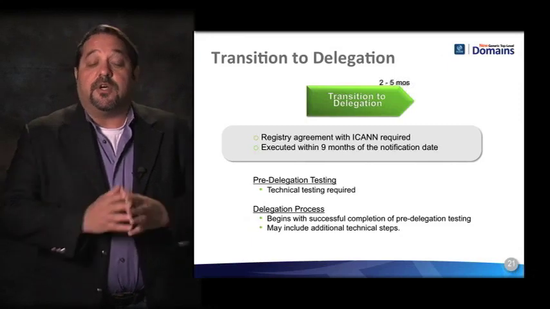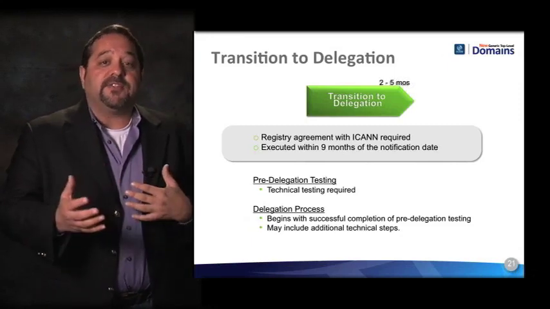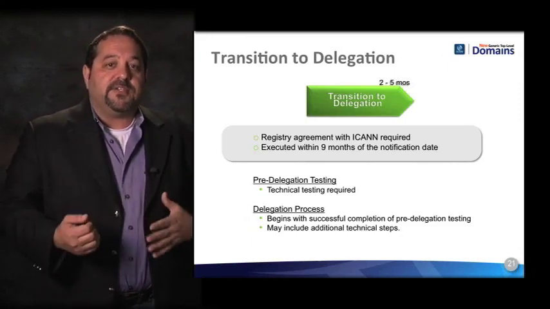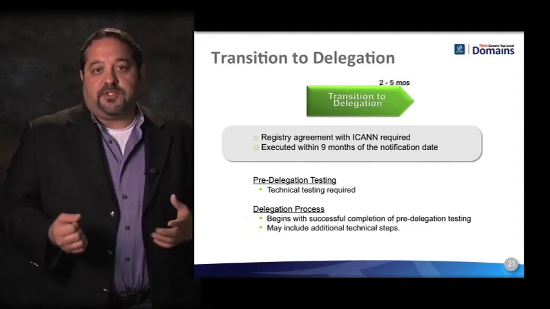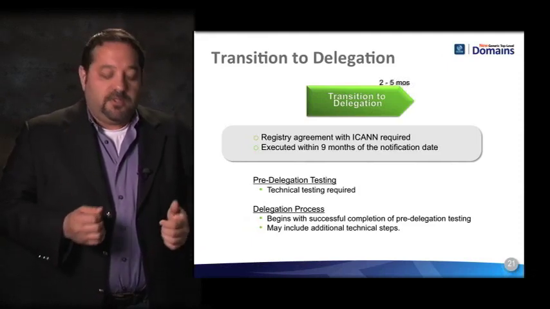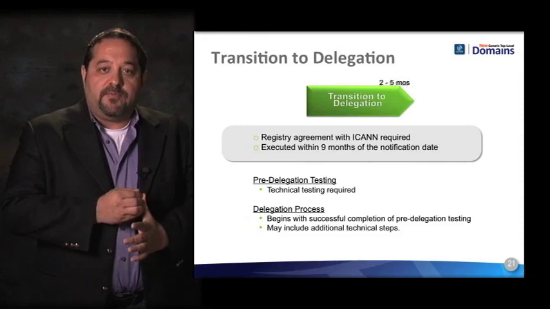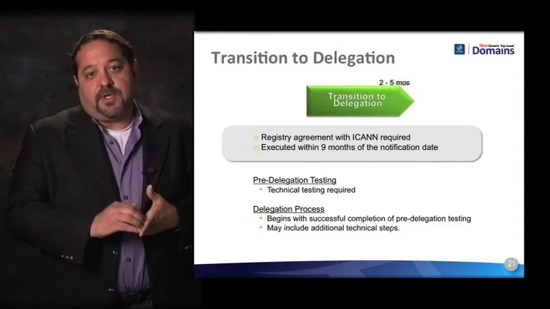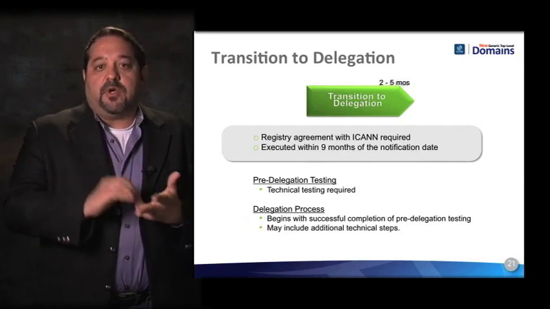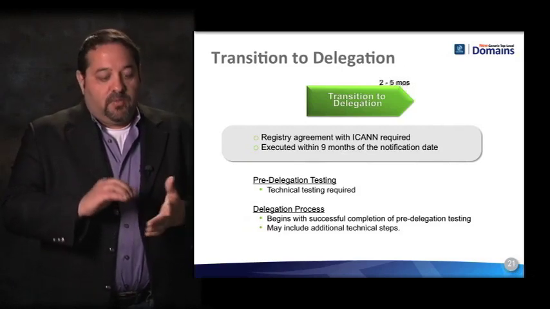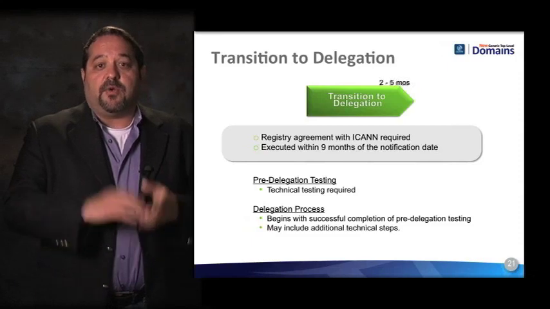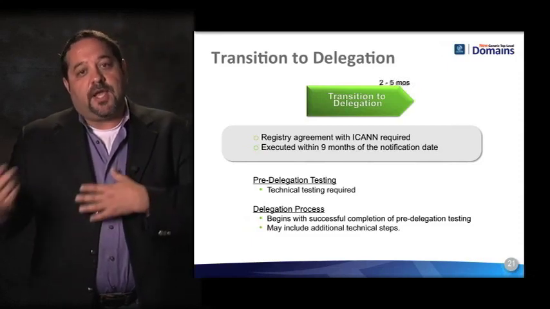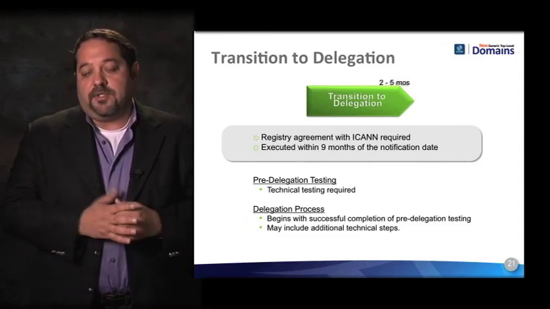Transition to delegation. So you've now successfully passed the application process. The next step is to go through the transition to delegation. So what does that mean? You will sign a registry agreement with ICANN within 9 months of being notified that you successfully passed the application process. And once that is done, you will go into a pre-delegation test. Once the pre-delegation test is done, then you're handed over to ICANN to go through the ICANN process and then be delegated into the root.